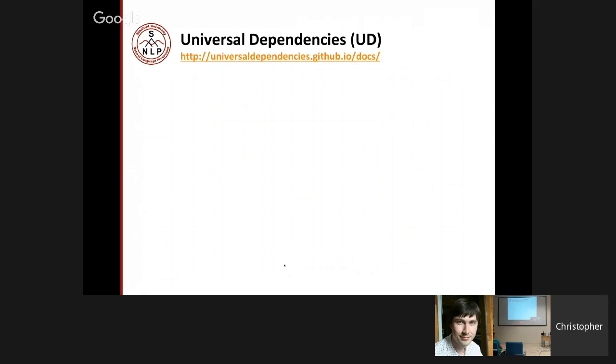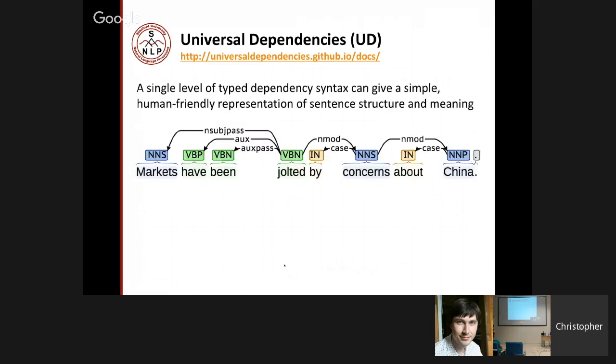Well, for the syntactic representation that we've been using, we use a representation called Universal Dependencies, which builds on earlier work that we did at Stanford on Stanford Dependencies. The idea of Stanford Dependencies was to give a single level of typed dependency syntax that gives a simple, human-friendly representation of sentence structure and meaning. Dependency representations of linguistic structure have been exceedingly popular, and a lot of the development of them has happened in places like Russia, so I hope some of you have seen these representations before.